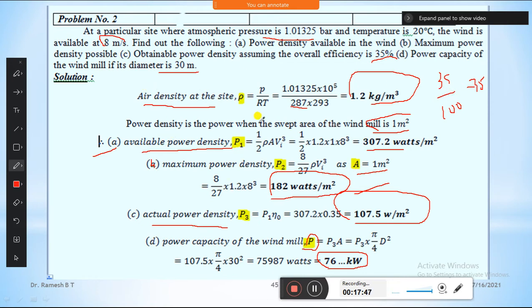So like this you have to find out the unknown quantities one by one, and this type of problem may be asked for 6 to 8 marks. Here, first you have to find the air density. From the air density you find the power density, the available power and total power, and the power with respect to the efficiency and diameter of the windmill.